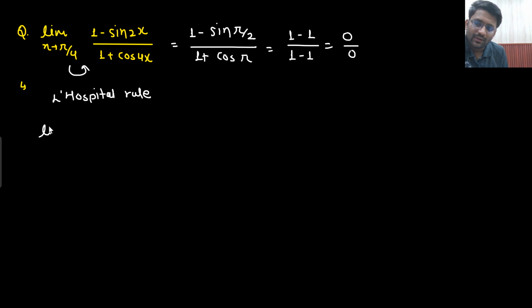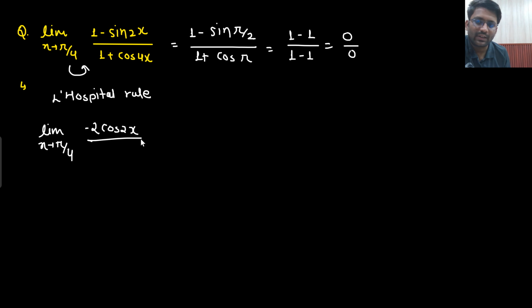Can I apply L'Hopital rule? Limit x tending to pi by 4 will not change. Upper side differentiation, downward side differentiation. What is the differentiation of sine 2x? Sine 2x will have differentiation as minus cos 2x. Plus cos 2x. There was already a minus sign, and 2 will come because differentiation of 2x will be 2. So this differentiation you would know.